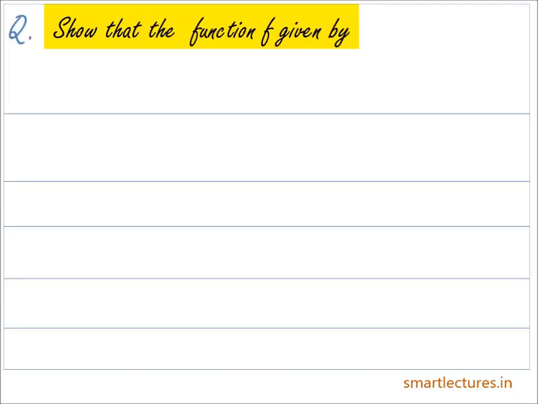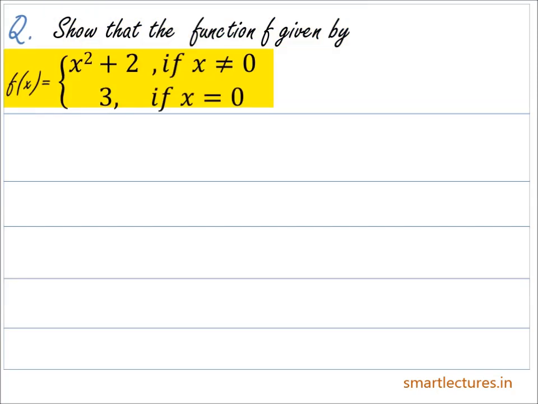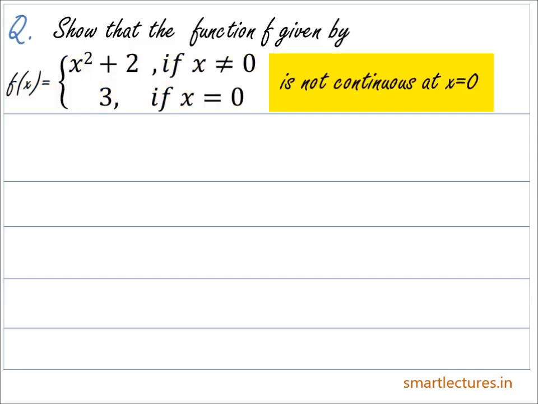So let's solve one more question. Show that the function f given by f of x is equal to x square plus 2, where x is not equal to 0, and f of x is equal to 3 if x is equal to 0, is not continuous at x equal to 0.